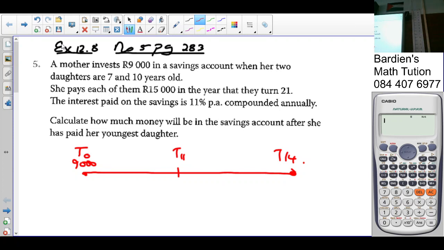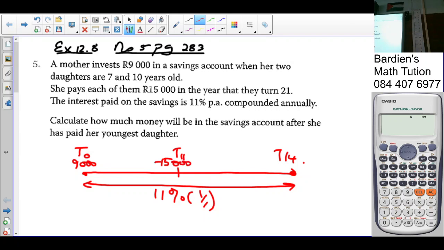You guys understand? The interest is 11% per annum, compounded annually. So she's paying 15,000. Do I indicate that with a plus or minus? Minus. Why? It's a deduction, a withdrawal, in other words. Once she has made this 15,000 rand withdrawal, they want to know what amount she is left with at that point. You guys understand the scenario? Okay.